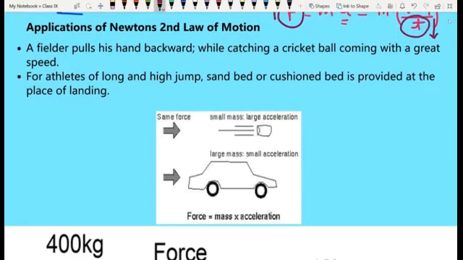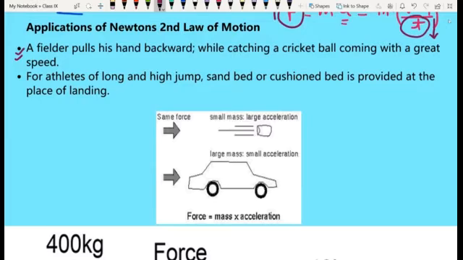See this, the first example. A fielder pulls his hand backward while catching a cricket ball coming with a great speed. This is IPL time, and you know everything about cricket. When any fielder is catching a ball, he pulls his hand backwards just to reduce the impact of force. Why? Because when the time is less, the force will be higher. So think of the opposite situation: when the time of rate of change of momentum is more, the impact of force will be less.